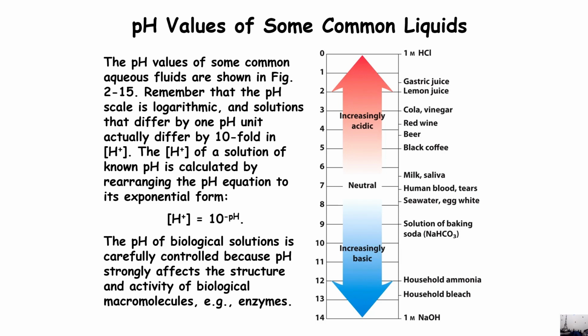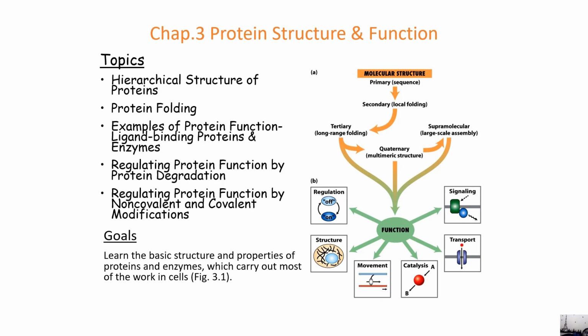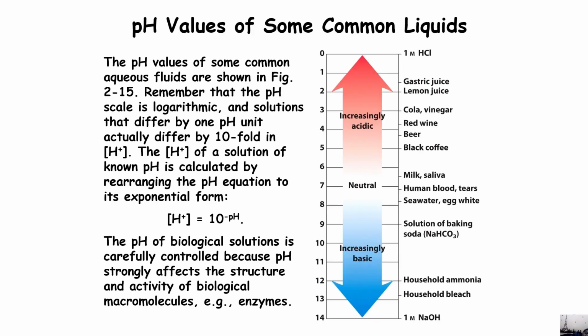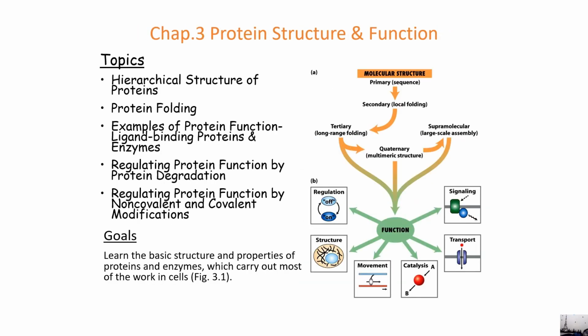So the pH scale is logarithmic, and solutions that differ by 1 pH unit actually differ by 10-fold in H plus ion concentration. The H plus ion concentration of a solution of known pH is calculated by rearranging the pH equation to its exponential form. The pH of biological solutions is carefully controlled because pH strongly affects the structure of and activity of biological macromolecules, that is enzymes. Okay, so we have talked about the pH range. That was one of the statements there.